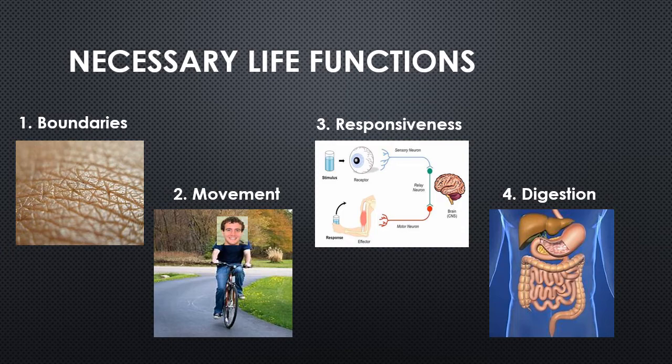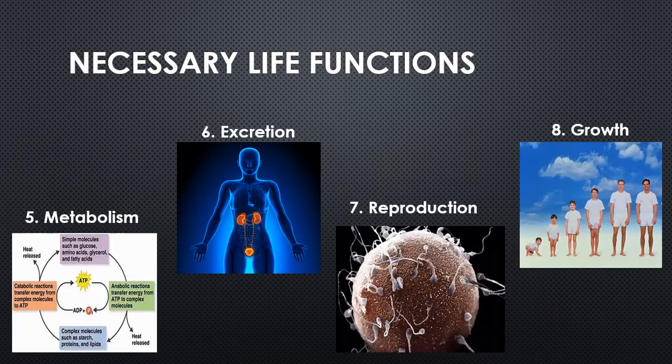The fourth is digestion. You have to have the ability to ingest something, and that ingested material, like food, has to be able to be broken down, pulled out, put into circulation for use. Fifth is metabolism. Metabolism is the sum or the total of all chemical reactions in the body.